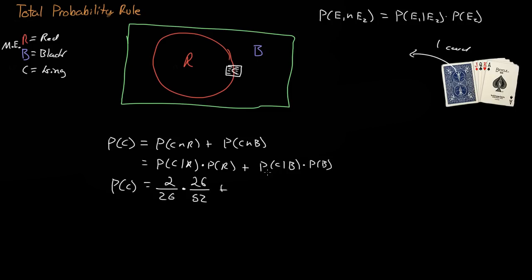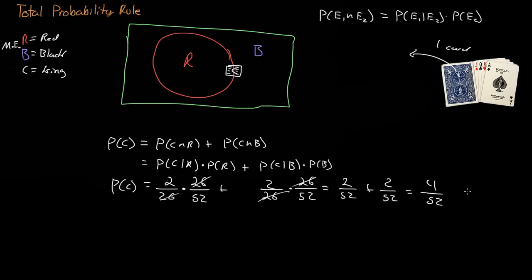Now we add the probability of getting a king given that it was a black card. So there are 26 black cards, and only 2 of those are kings. And we multiply that by the probability of getting a black card. There are 26 black cards out of a deck of 52. Notice that 26 cancels there, that cancels there. So that becomes 2 out of 52 plus 2 out of 52, or just simply 4 out of 52. So the probability of getting a king is 4 out of 52.